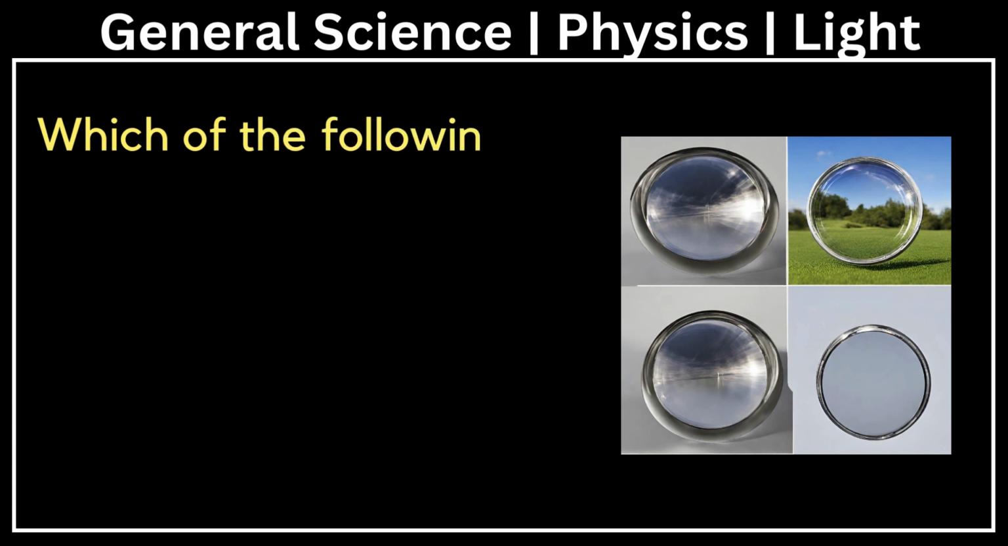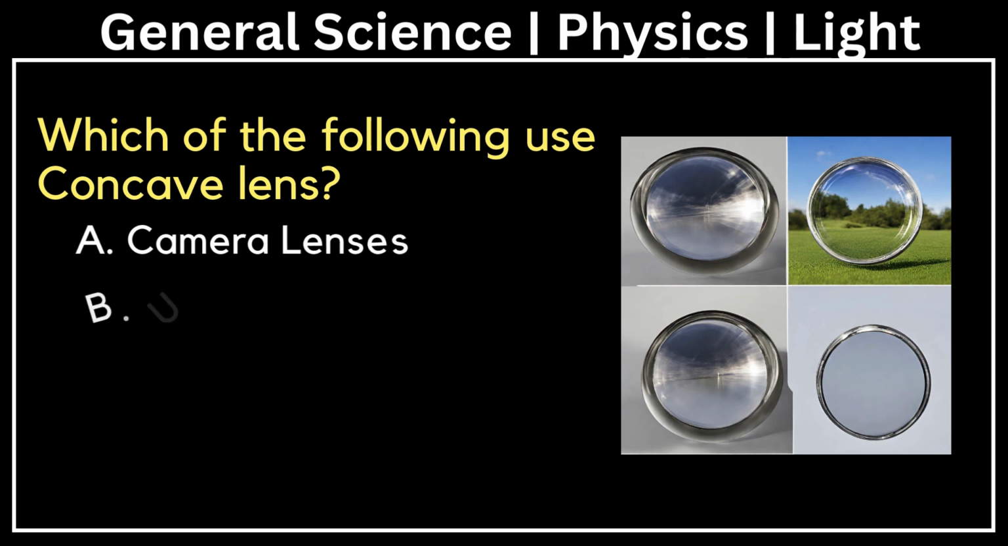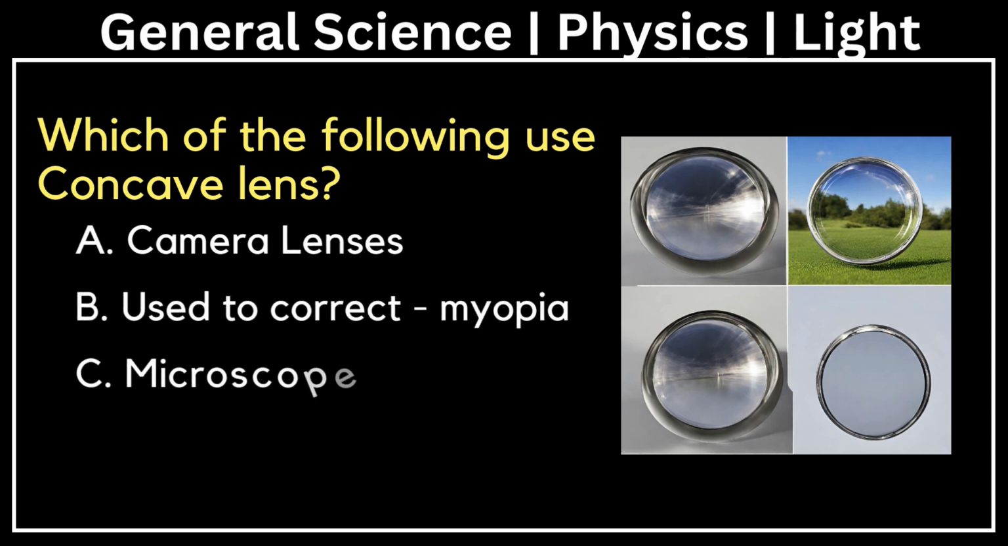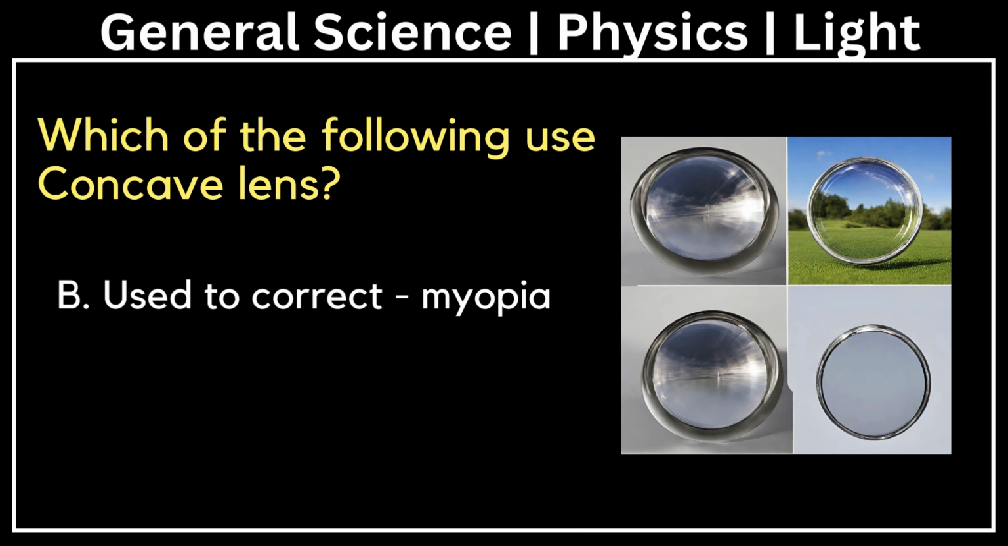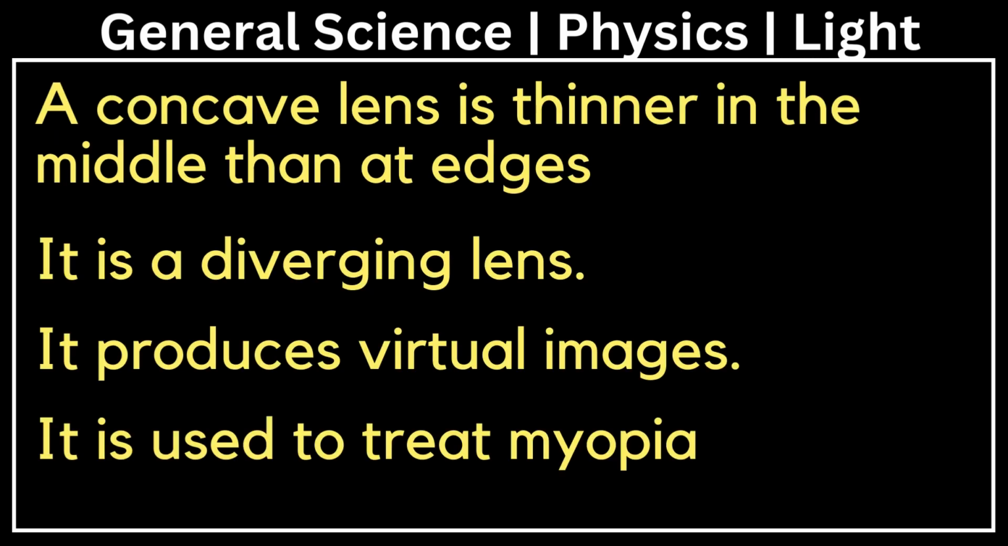Which of the following use a concave lens? A. Camera lenses. B. Used to correct myopia. C. Microscope. D. Projectors. A concave lens is thinner in the middle than at the edges. It is a diverging lens. It produces virtual images. It is used to treat myopia.